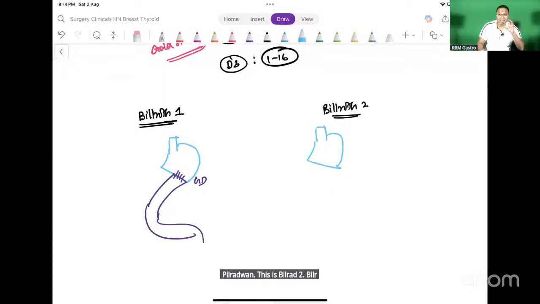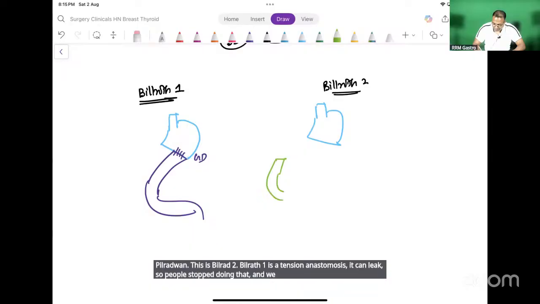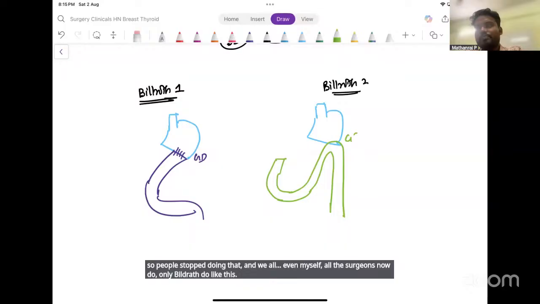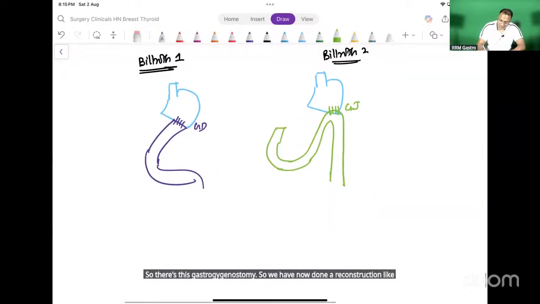Billroth 1 is a tension anastomosis. It can leak. So people stopped doing that, and even myself, all the surgeons now do only Billroth 2 like this. So this is gastrojejunostomy. So we have now done a reconstruction like this. Now, this is a very common MCQ.